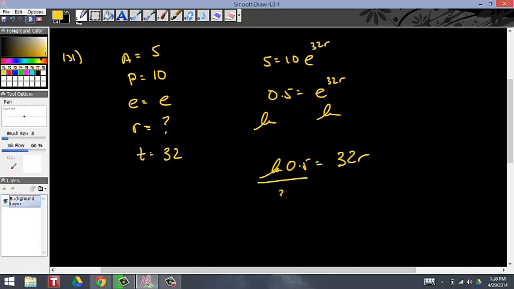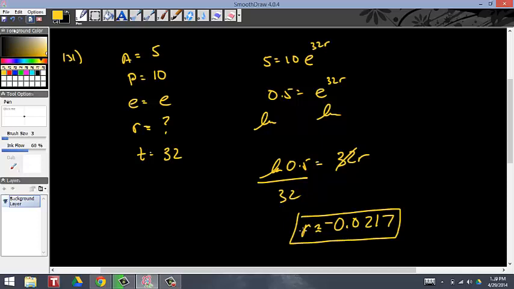So now we've got to do this in our calculator. We're going to divide both sides by 32 to get the answer. ln of 0.5 divided by 32. r is approximately equal to 0.0217, and it's negative. Now, why in blazes would the rate be negative? What's that all about? Angel. It's decaying. So yeah, the rate's got to be negative. It's breaking down.